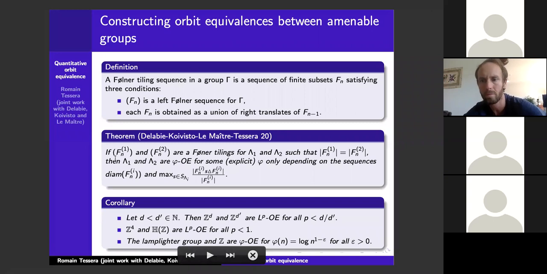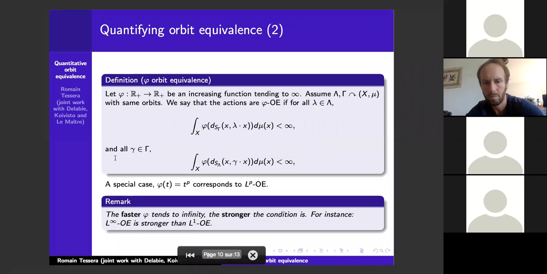Yeah. I have one more silly question. Can you go back to your integration page? This one? Yeah. So you see, if you look at the general function, or just even the distance, if your phi is constant, then this d_S(gamma x, lambda x) is just the length of the word lambda, right? I mean, the metric of lambda. So it doesn't depend on x, right?